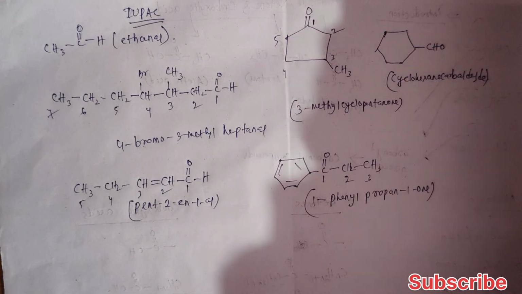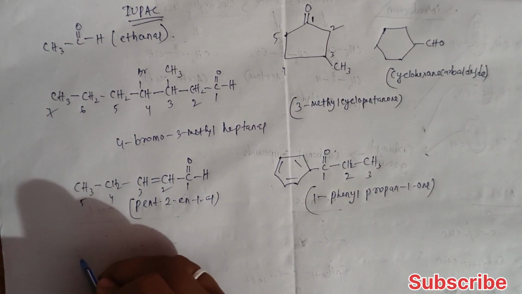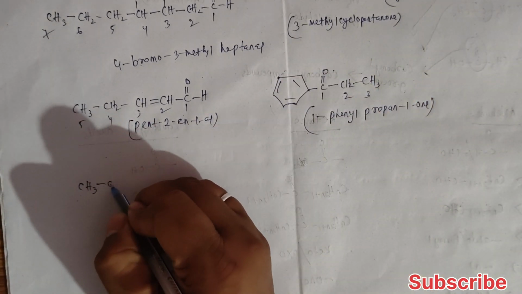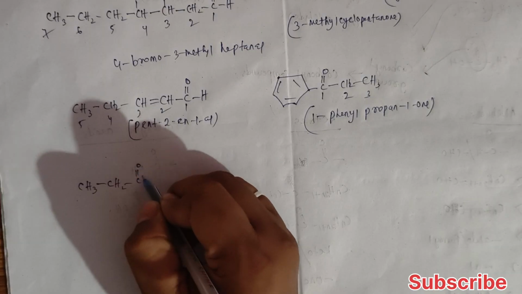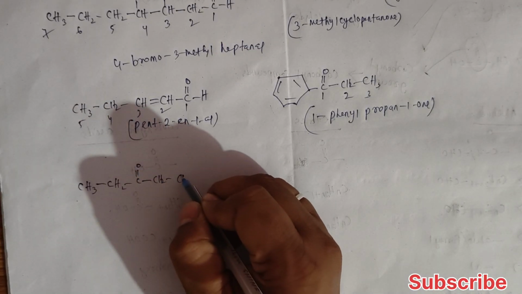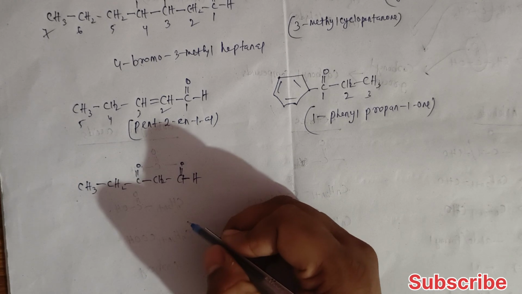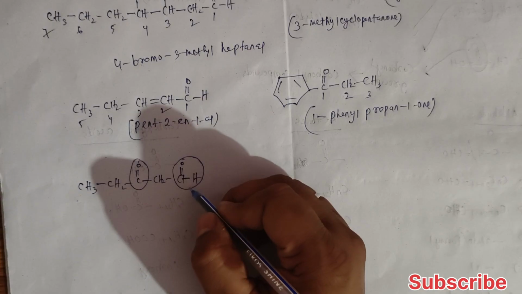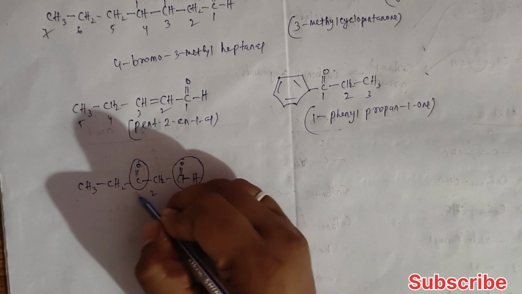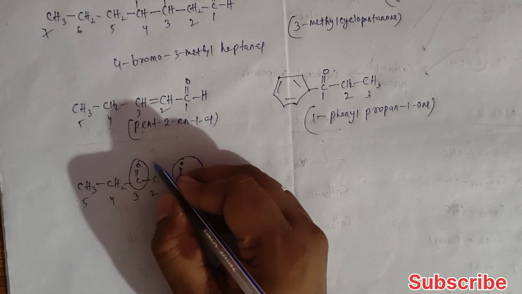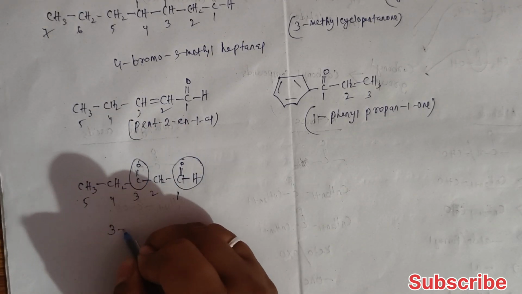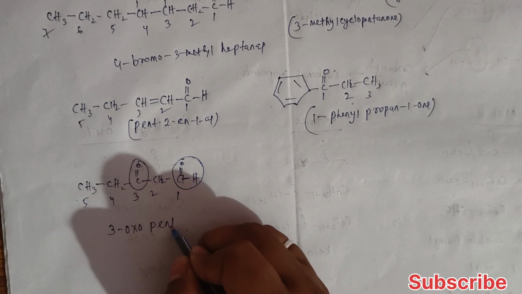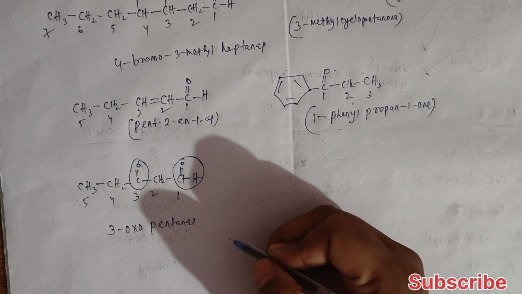Now if I write another example like CH3, CH2, then C double bond O, then again CH2, then again C double bond O H. So how can I count the carbon atoms? Here two functional groups are present, C double bond O and C double bond O H, but priority will be given more to CHO. So 1, 2, 3, 4, 5. So this C double bond O acts as a substituent, so it acts as a prefix. So 3-oxo or keto pentanal will be its IUPAC name.